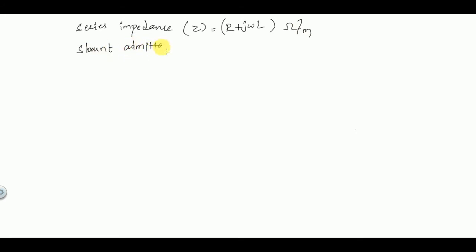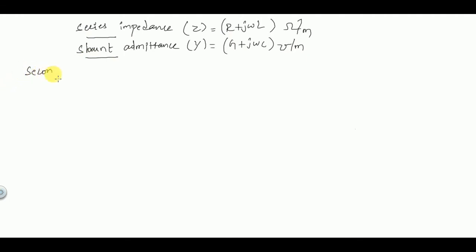Since R and L are in series, the series impedance Z is given by R plus j omega L ohms per meter, and the shunt admittance Y is given by G plus j omega C mho per meter. So this is the series impedance and this is the shunt admittance.